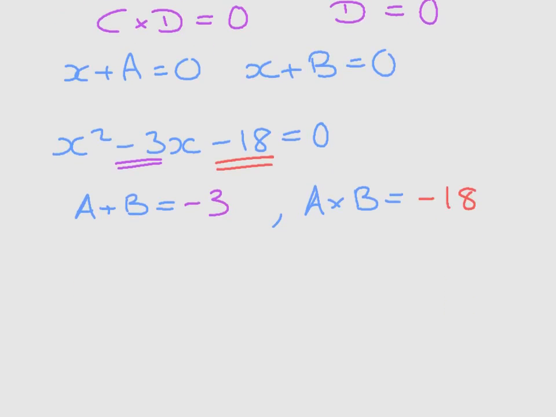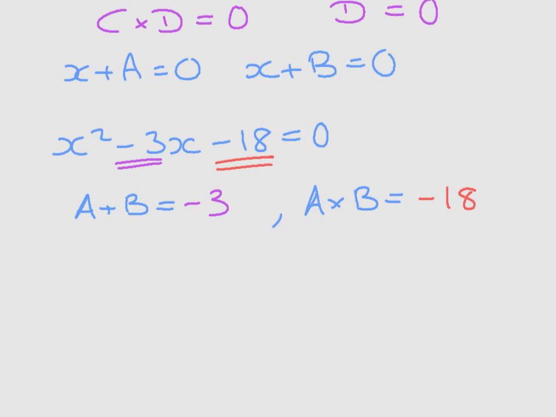So let's see, we're looking for two numbers which when we add them together give us negative 3, and when we multiply them give us negative 18. It's a good habit to just think for a second. If we're multiplying them and the result is negative, that can only mean one thing: one of the two numbers, a or b, has to be negative. And the second thing, when I add a plus b, the result is negative as well. So the biggest of the two numbers in terms of size must be the negative one.